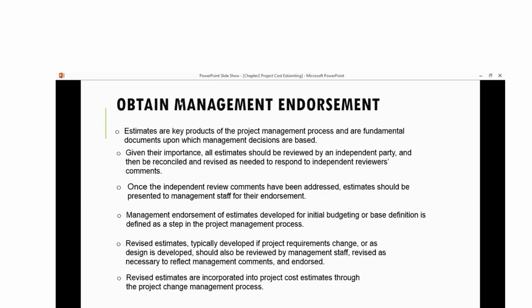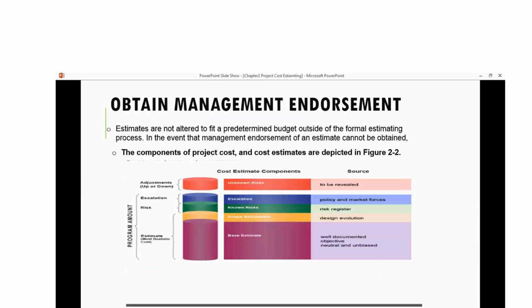You need to get the management endorsements. You need to keep the management updated with the estimates, right? You need to get their approvals, right? And to review those estimates and any changes that could occur in the past.